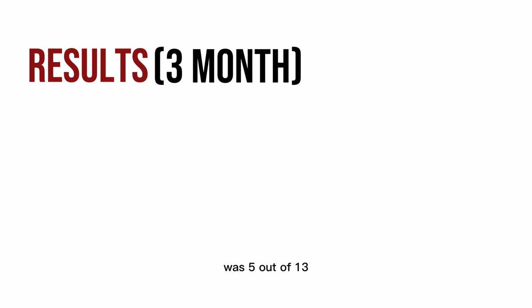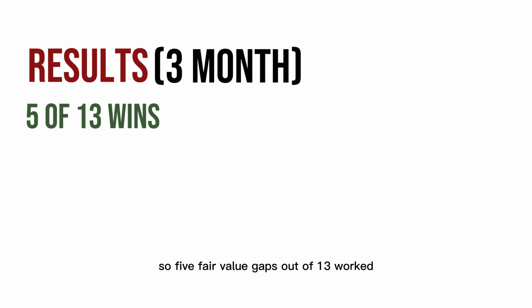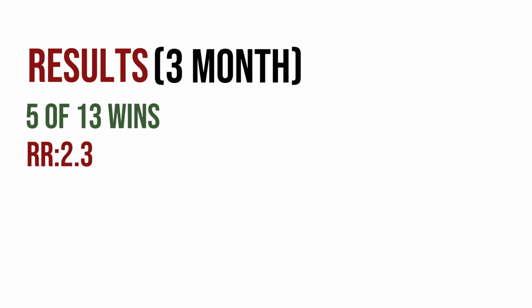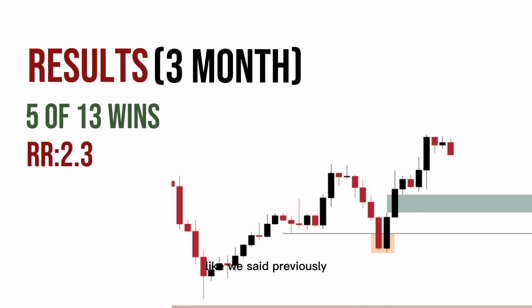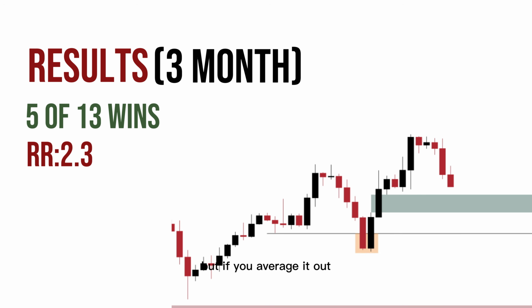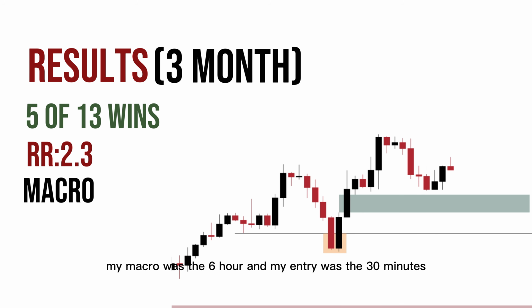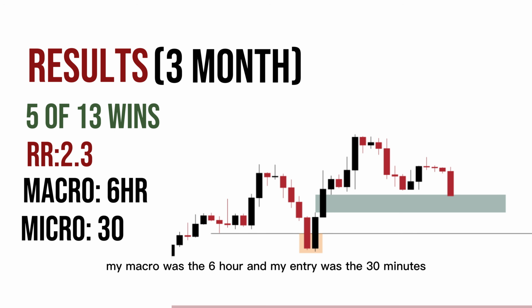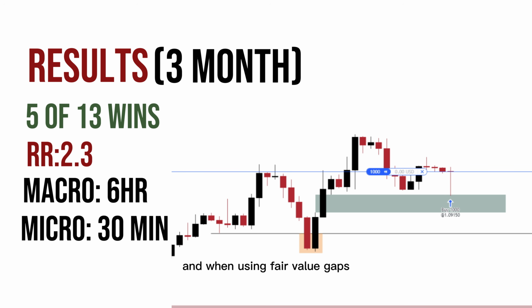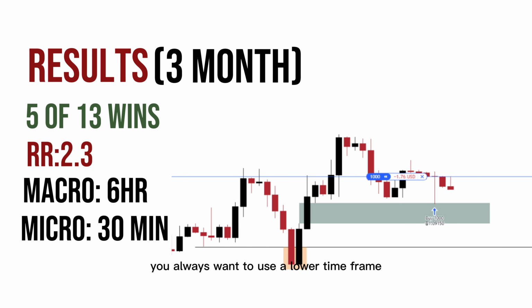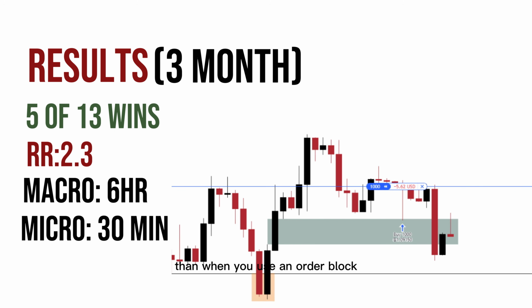So the results for the fair value gap study was 5 out of 13. So 5 fair value gaps out of 13 worked with an average risk to reward of 2.3. And as far as time frame goes, like we said previously, it was dynamic, but if you average it out, my macro was the 6 hour and my entry was the 30 minutes. And when using fair value gaps, you always want to use a lower time frame than when you use an order block.